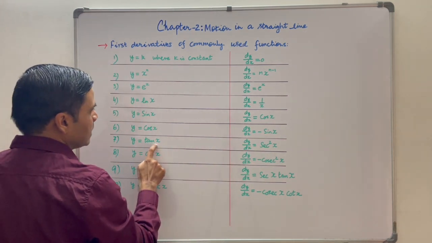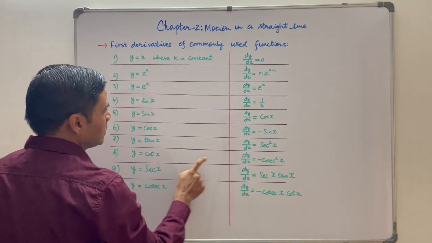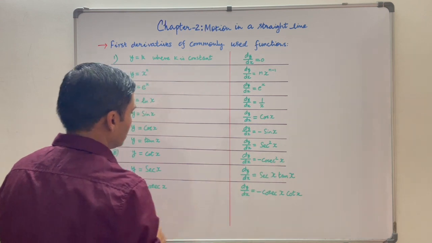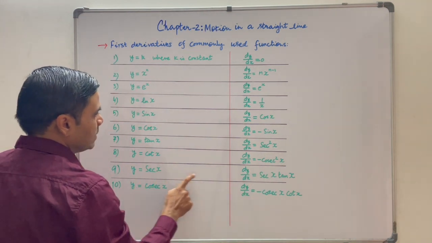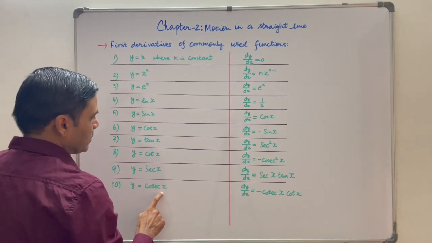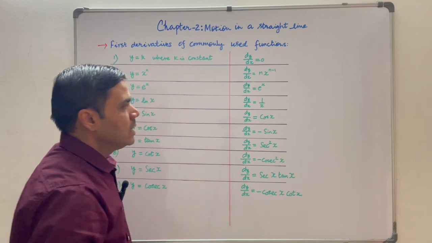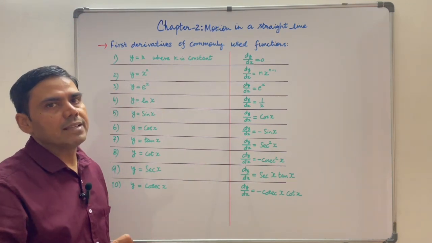y is equal to tan x, dy by dx is sec square x. y is equal to cot x, dy by dx is minus cosec square x. y is equal to sec x, dy by dx is equal to sec x tan x. y is equal to cosec x, dy by dx is equal to minus cosec x cot x. You may note down the table and memorize it.